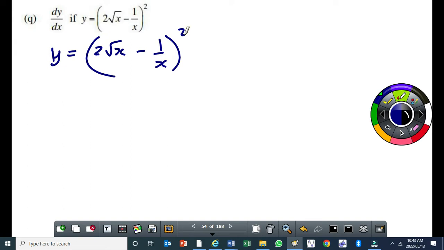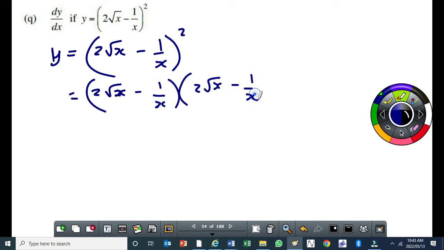I just want to remind you, we did algebra in grade 9 and grade 10, and you were taught how to multiply a binomial by the same binomial. You don't square each term inside it, please. You multiply 2 root of x minus 1 over x by itself. That's what this means. So when you have 2 root of x minus 1 over x times 2 root of x minus 1 over x, this is still y. And you need to distinguish the original function from its derivative.